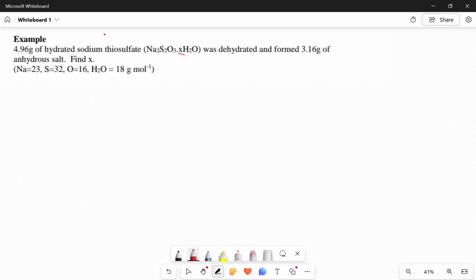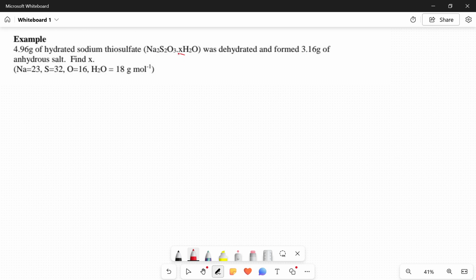Let's get into it. So here they say 4,96 grams of hydrated sodium thiosulfate, which is this substance here, was dehydrated, and formed 3,16 grams of anhydrous salt. Then they say find X.